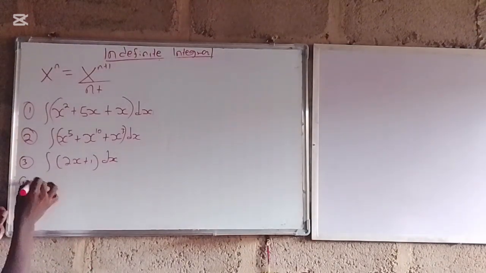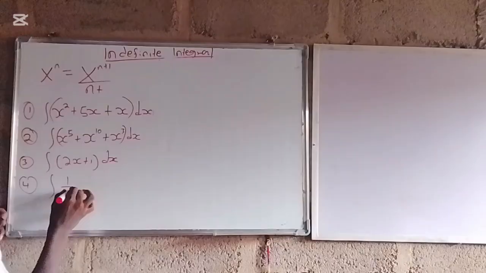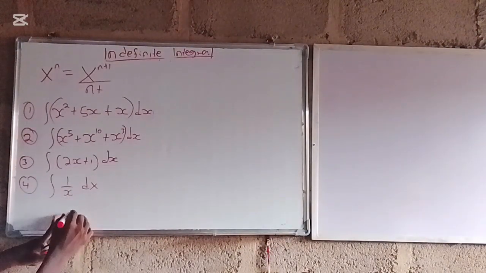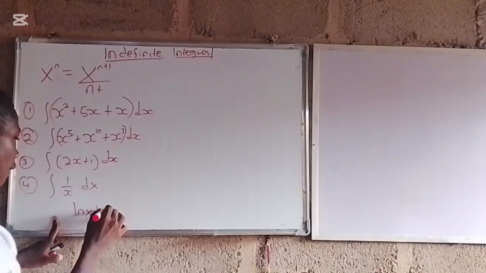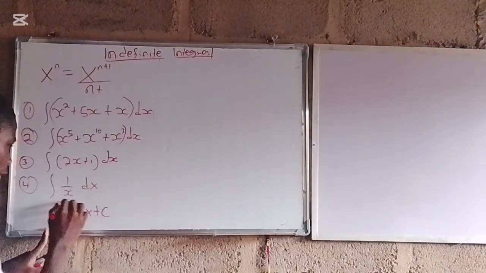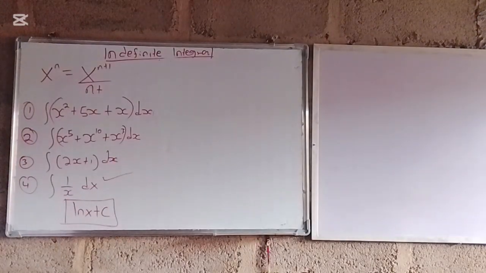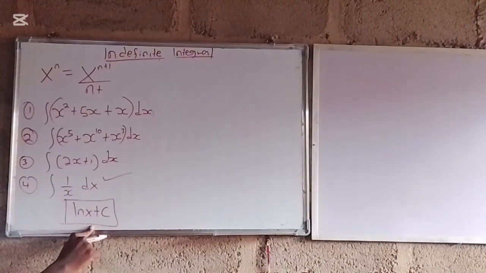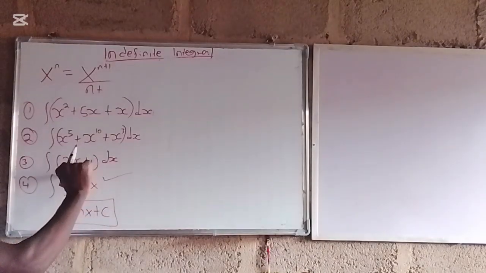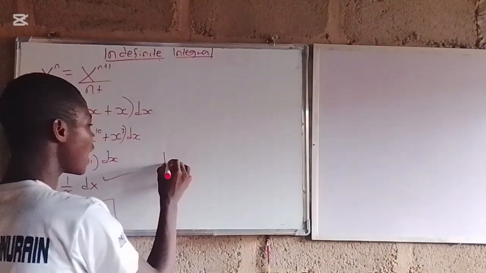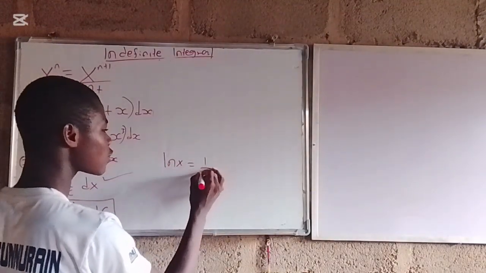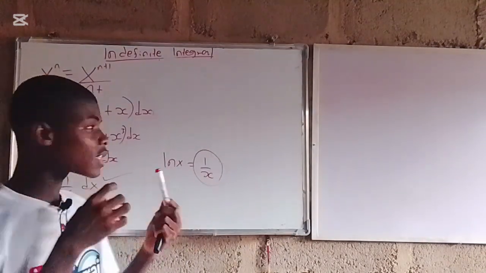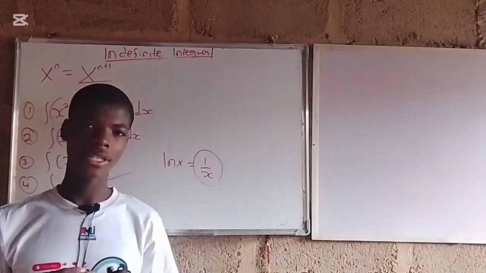So let's say we have the integral of 1 over x. The integral of 1 over x is ln x plus c. This is the final solution with the constant. Whenever you integrate 1 over x, it's the same thing as ln x. How can this ln x change back to this? If I differentiate ln of x, it is the same thing as 1 over x, so it turns back to this. So guys, this is all about the introduction to indefinite integral.